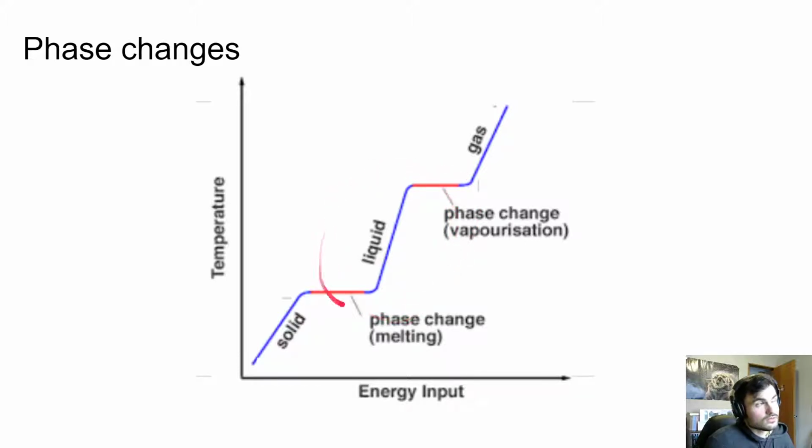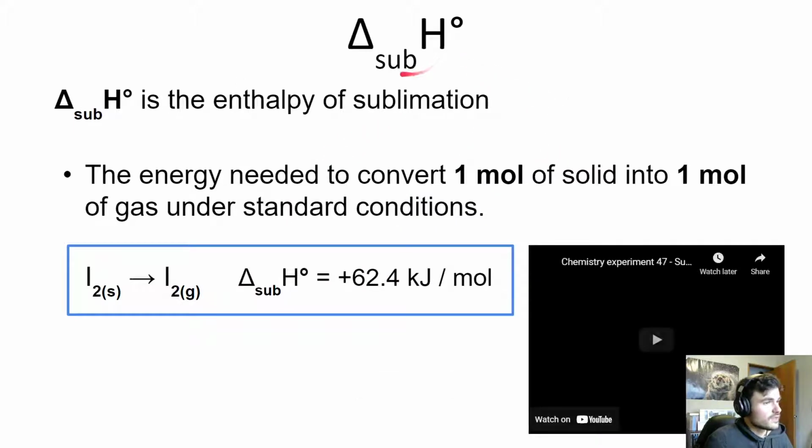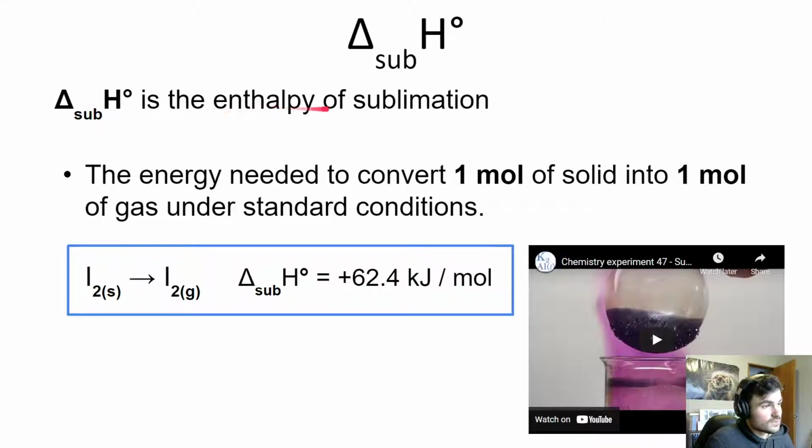At Earth pressure, air pressure, CO2 cannot exist as a liquid state. It goes straight from a solid to a gas. Dry ice to carbon dioxide. And this is called the ΔH of sublimation. The energy needed to convert 1 mole of solid into 1 mole of gas under standard conditions.